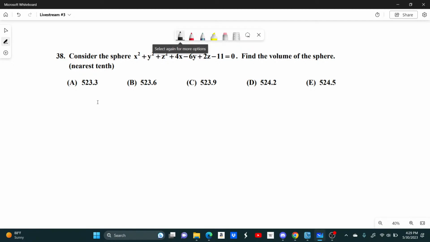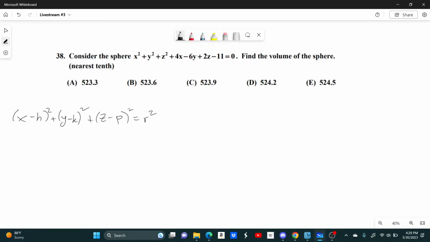The standard form of a sphere, if you haven't seen this before, is (x minus h) squared plus (y minus k) squared, very similar to a circle, plus (z minus p) squared equals r squared. And p is just the z coordinate of the center of the sphere, the same as h and k are the x and y coordinates.